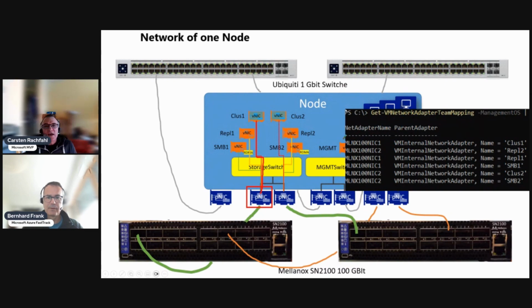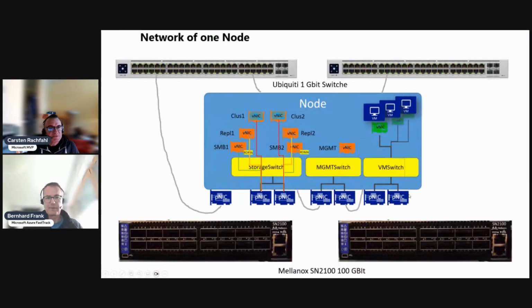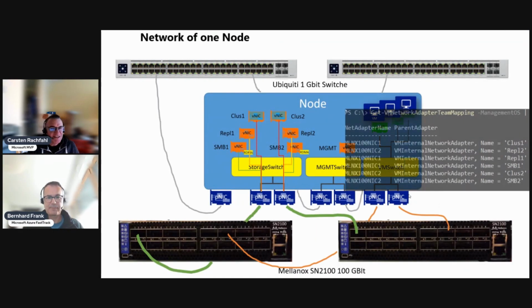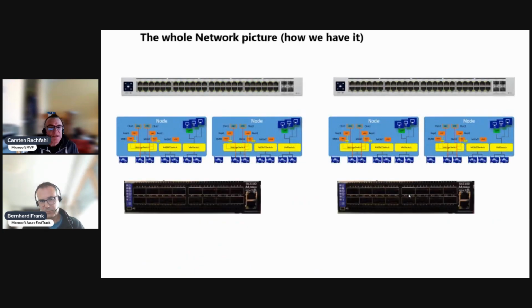Okay, let's now go to a bit more complex one. The next slide. So now we look at the same switches and we have four nodes. To be honest, this is not our preferred network setup. We will go to that in the next slide, but I only have those switches. I don't have four Mellanox switches and four Ubiquiti switches for this setup.